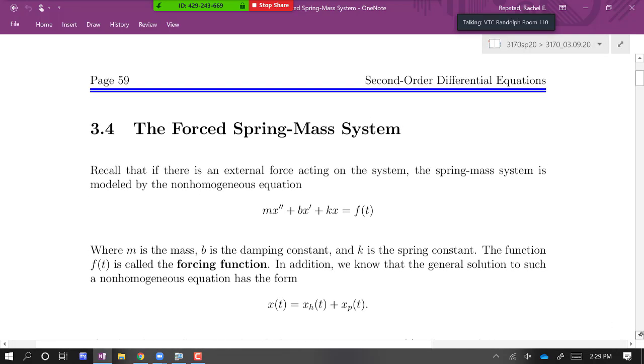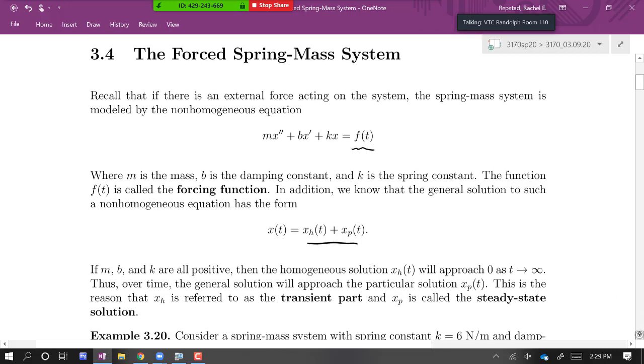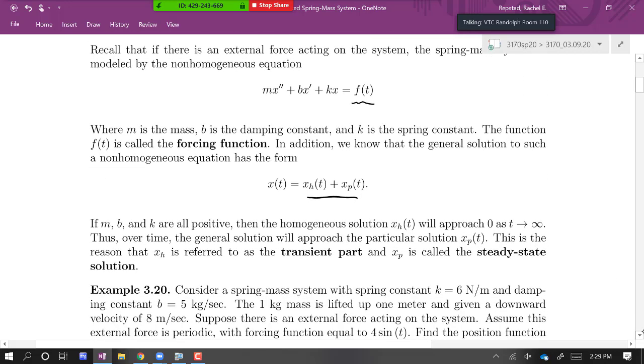All right, so the unforced system led to just homogeneous equations. Now we're going to look at the scenario where we have some forcing function. Like we saw in the second order linear non-homogeneous equation section, the general solution, or complete solution, is of the form where you find your homogeneous and your particular and add them together. When we look at this type of application, that homogeneous part is usually referred to as the transient part, and the particular is the steady state solution.